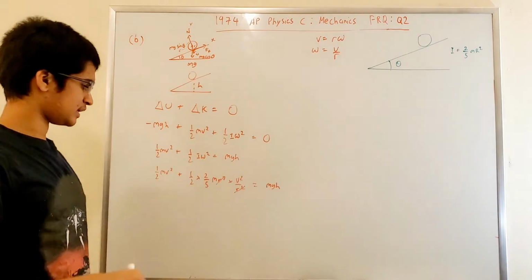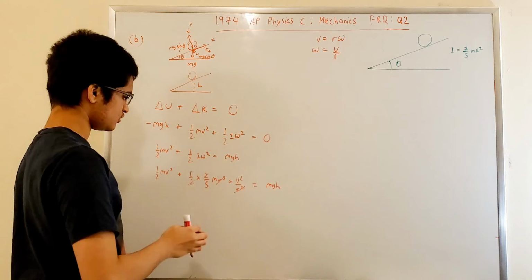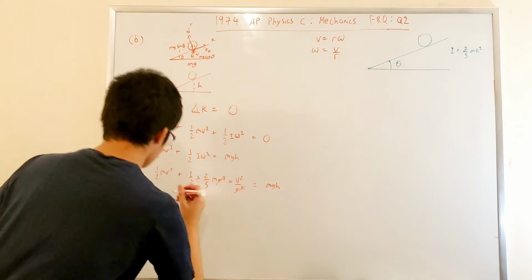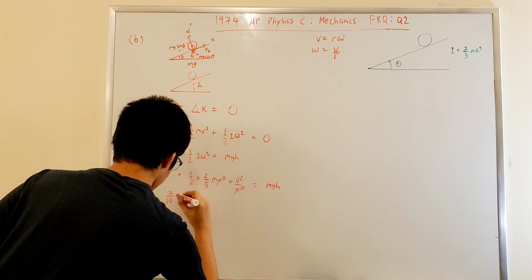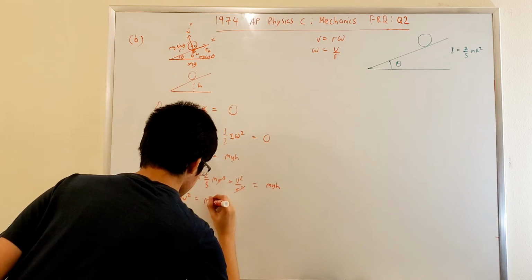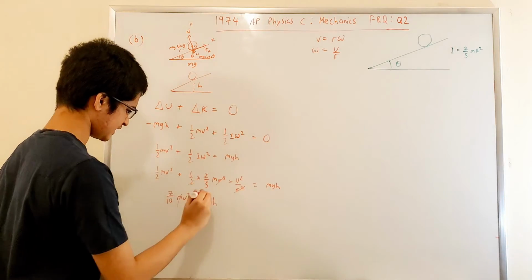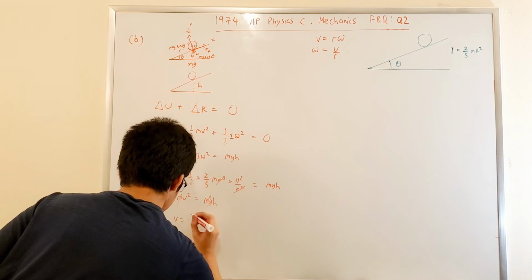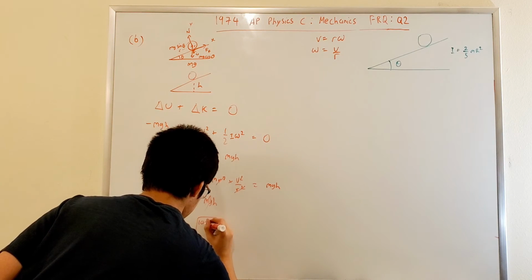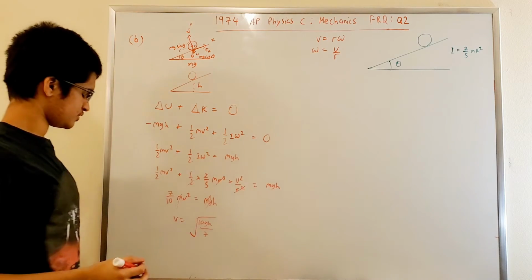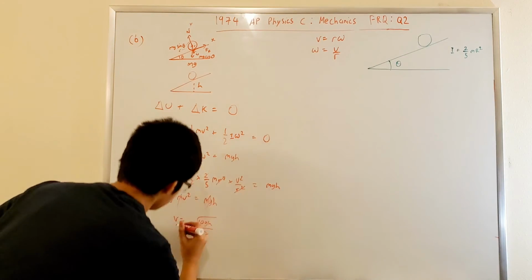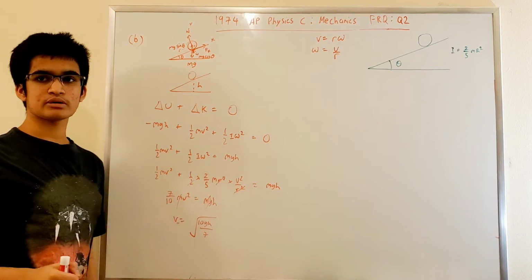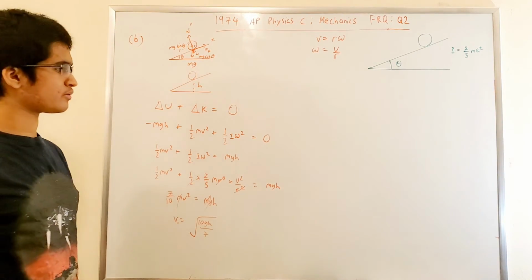Our radius cancels out, our 2's cancel out, and we get 1/2 mv squared plus 1/5 mv squared, which when we add is 7/10 mv squared equal to mgh. Our m's cancel. When we solve for v, we get v is equal to the square root of 10gh over 7. And this is the velocity when our object is rotating. I'll denote that with a small r over there.